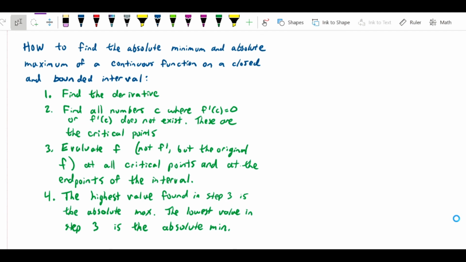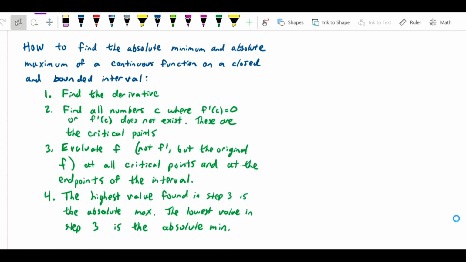First, you find the derivative of the function. Next, you find all numbers c where either f prime of c is 0 or f prime of c does not exist. Those are the points where the function either flattens out or where something like a corner happens. These are what we call the critical points. Next thing we do is evaluate the function, not the derivative, but the original function, at all critical points and at the endpoints of the interval.